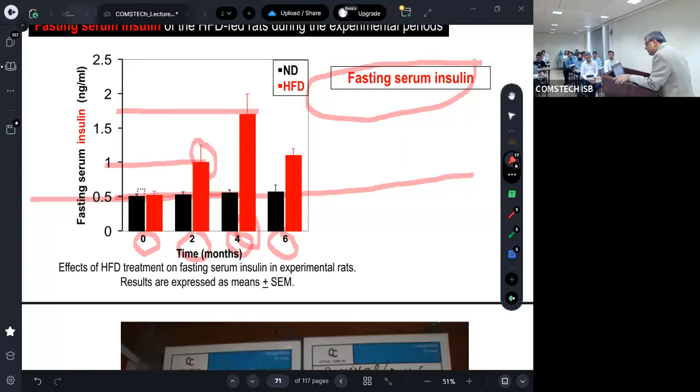At 6 months, it is normally insulin increasing twice, 3 times. Then insulin is exactly what happens in humans.